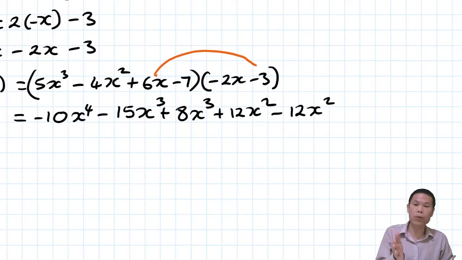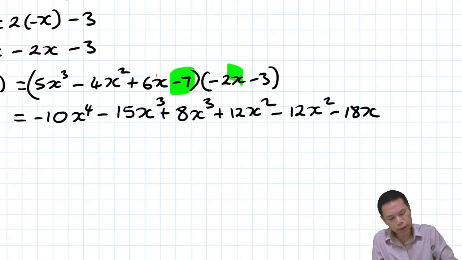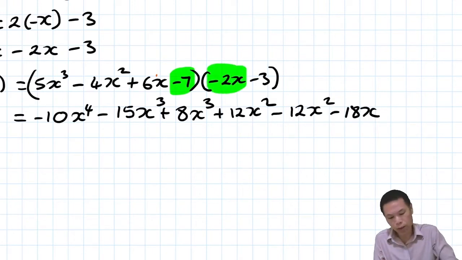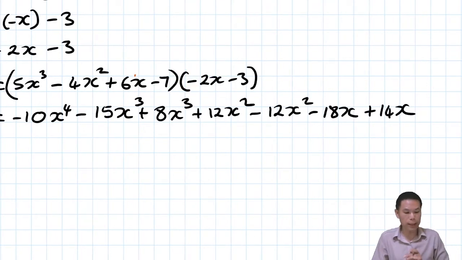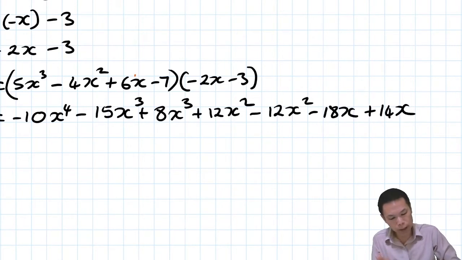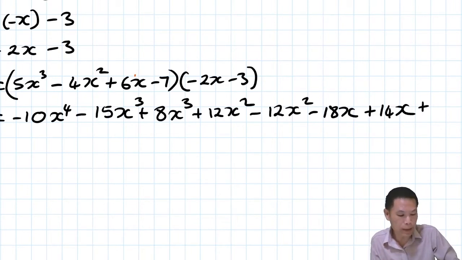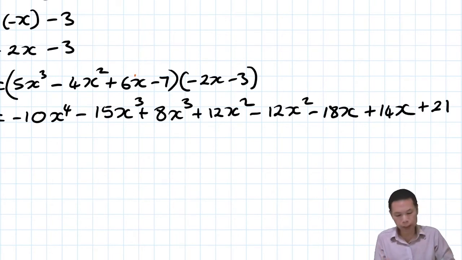Then 6x times negative 3. So 6 times negative 3 is negative 18. So the answer is negative 18x. We have negative 7 times minus 2x. So 2 times 7 is 14. So plus 14x. And then the last one is minus 7 times minus 3. Negative 7 times negative 3 is 21. So just plus 21. There you go. Now I just collect like terms.